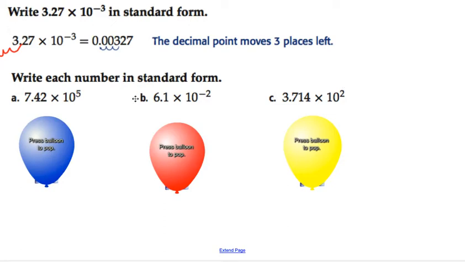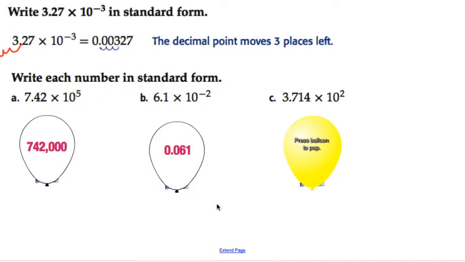All right, I hope you took a shot at those. 7.42 times 10 to the fifth. We're going to move 5 places. It's positive, so we're going to go to the right 5 places. So we get 742,000. Letter B, we're going to move 2 places. It's negative, so we go left. So we're going to go left from where we're at, and we get 0.061. And the last one, we're going to move 2 places to the right, giving us 371.4.